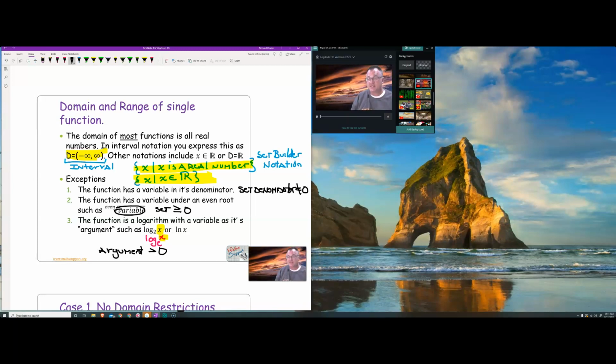And then the last case that we did is when you had both of these. When you had a denominator that was also a radical, in that case you set the denominator greater than 0.